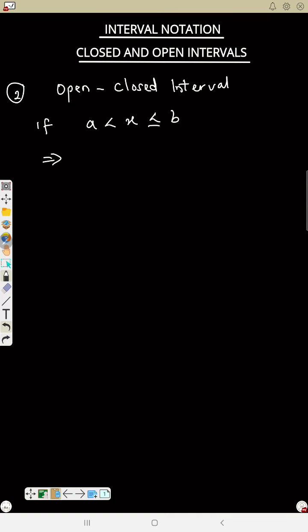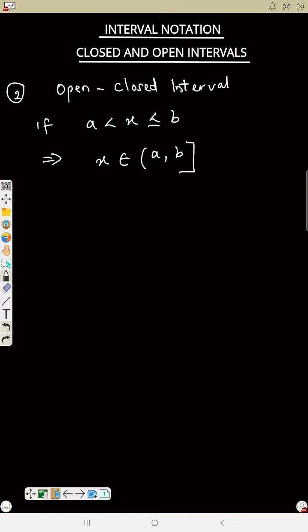So this implies that x is a member of. Because it is open here, use this bracket, then a comma b. Because it's closed here, you use this bracket. That shows that b is part of our results because it's less than or equal to. So I don't need to solve questions. I only use those questions to explain further. So let's continue with the notation.